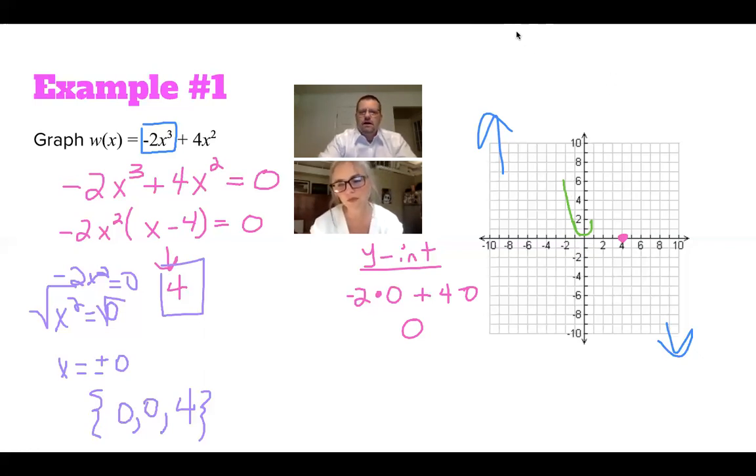So I expect the graph to do this. Oops, I hit the erase instead of the pen. I expect the graph to do this, come up, and come back down through this point.